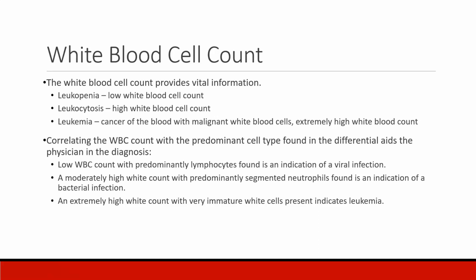or maybe there's something in the community going around, and if they can't really determine based on the quick strep, which may be negative and this and that, they may order a CBC just to determine, okay, are we dealing with a virus which must run its course, or are we dealing with a bacterial infection which needs antibiotics? And then we've talked about the extremely high white count with very immature white cells, that would indicate leukemia.